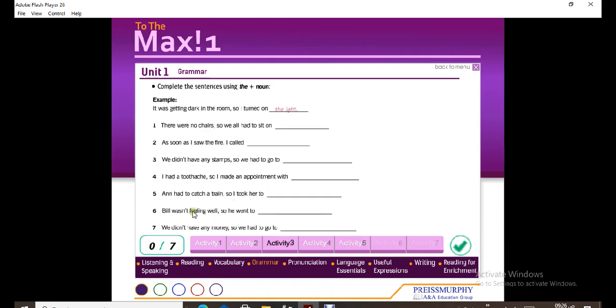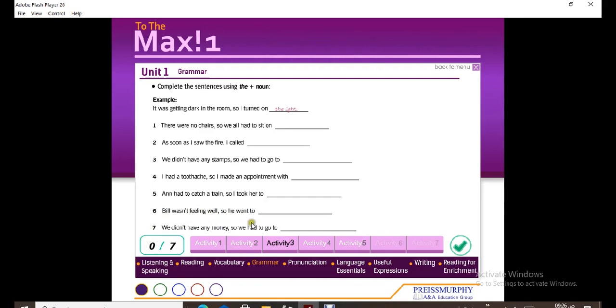Go to number 6. Bill wasn't feeling well. It means he was sick or he was ill. So he went to the doctor. He went to the doctor. Okay, now number 6: Bill wasn't feeling well, so he went to the doctor.